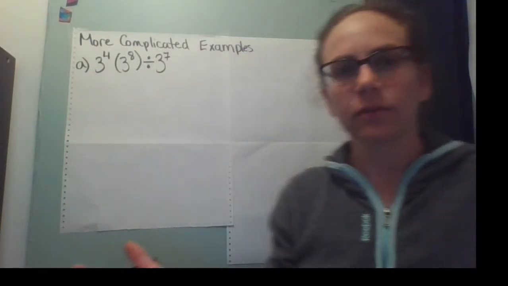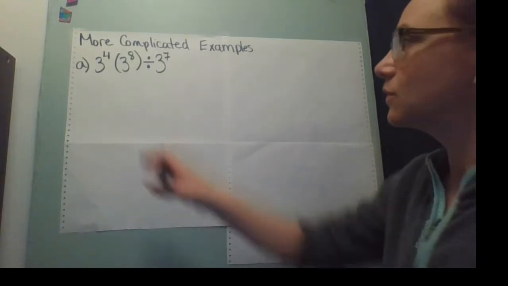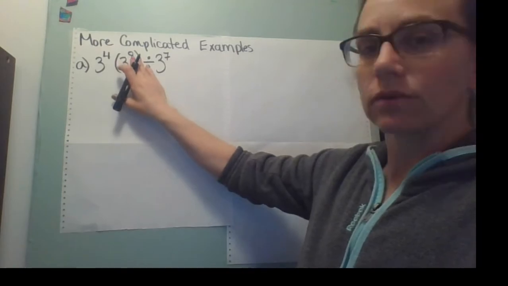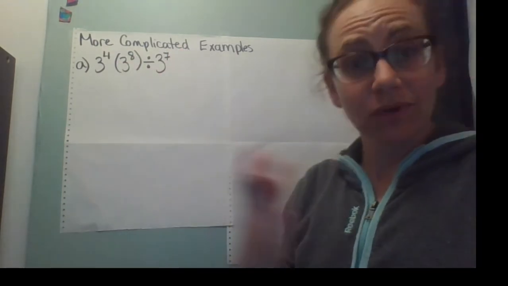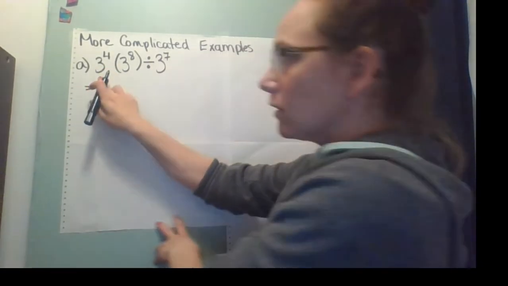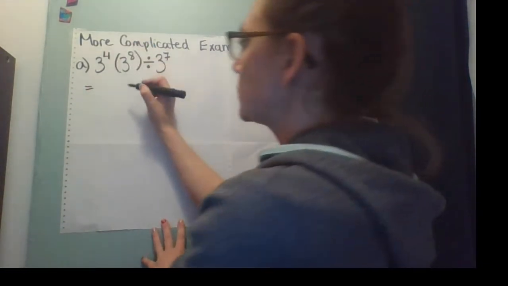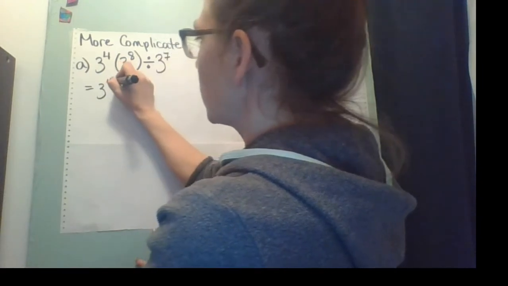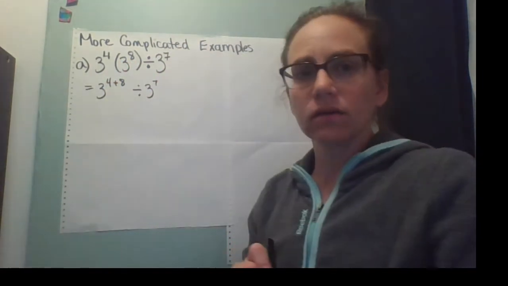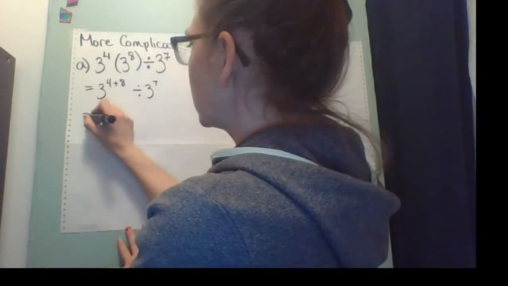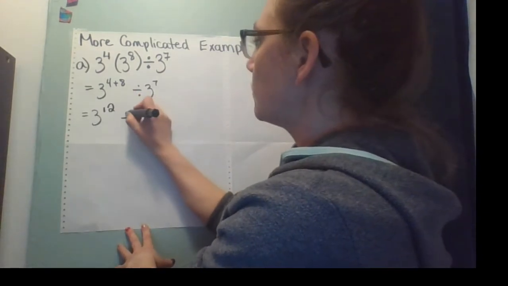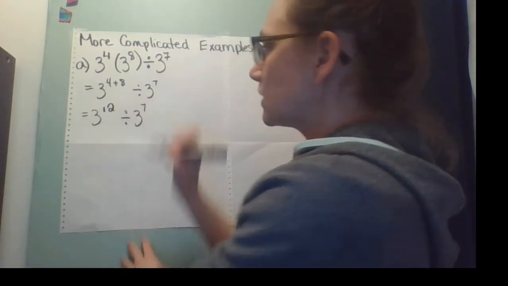Okay, let's combine some of our rules and a few more complicated examples. Here I have, everything has the base 3. I've got a 3 to the 4 times 3 to the 8, all divided by 3 to the 7. Just work left to right, apply our rules. So we know when we're multiplying, we need to add our exponents. So I get 3 to the 4 plus 8. Okay, and this 3 to the 7 can tag along. 4 plus 8 gives me 12, so I get 3 to the exponent 12 divided by 3 to the exponent 7.